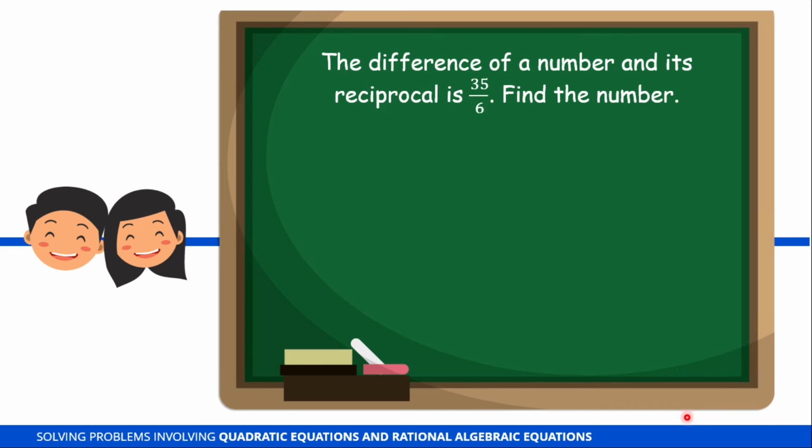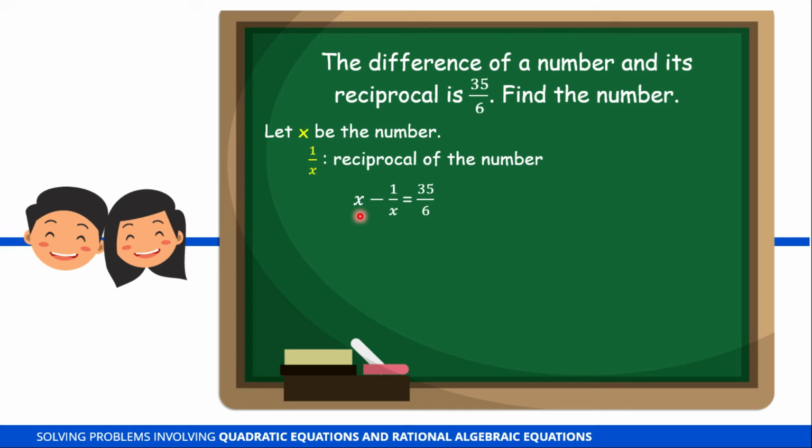The difference of a number and its reciprocal is 35 over 6. Find the number. Dito sa problem na ito, ang pinag-uusapan natin ay ang isang number at ang kanyang reciprocal. Now, let x be the number at ang reciprocal naman ng x ay 1 over x. Gumawa tayo ng equation para sa word problem na ito.